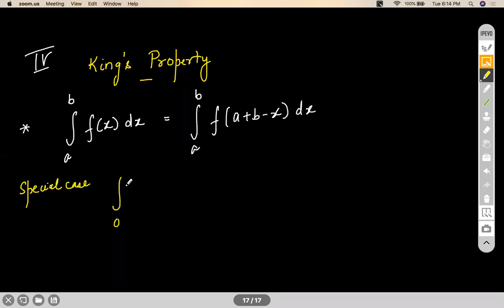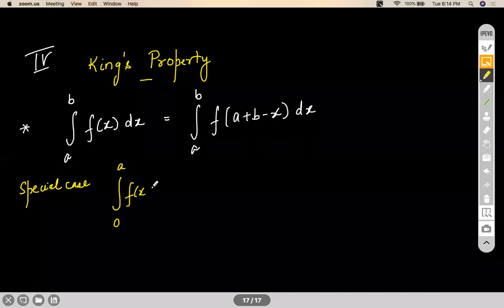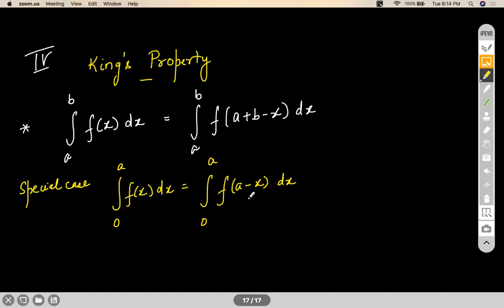If you're integrating from 0 to a f of x, okay, so this is a very small case of the same thing. This is a wider version of it. This is a more narrower version of it.